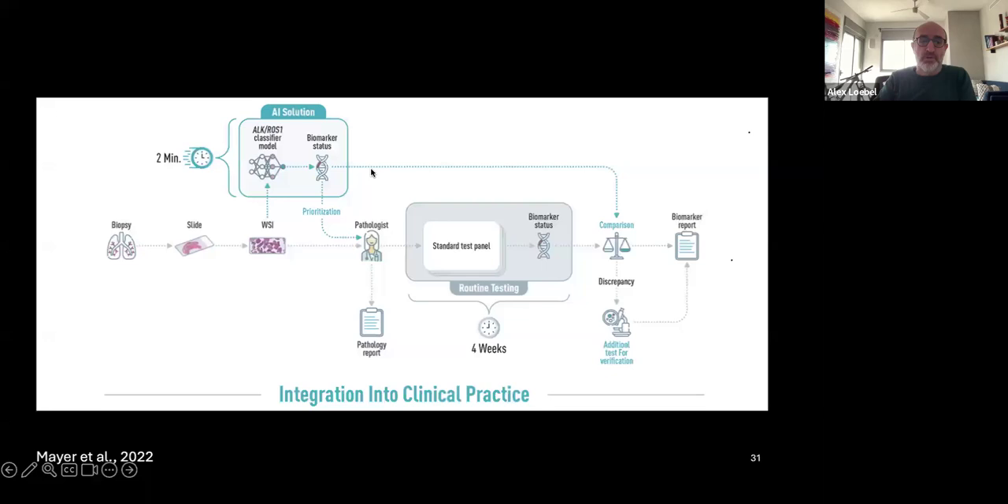Then, of course, this model is not FDA approved. Instead of doing the standard panel that takes 4 weeks, we do a specific genetic test for the specific biomarker that we want to confirm. This takes about 2 hours. So in 2 hours and 2 minutes, we get an answer for biomarkers that impact the treatment instead of 4 weeks. Okay, so this is the pipeline, and this is how impactful it is on the workflow.